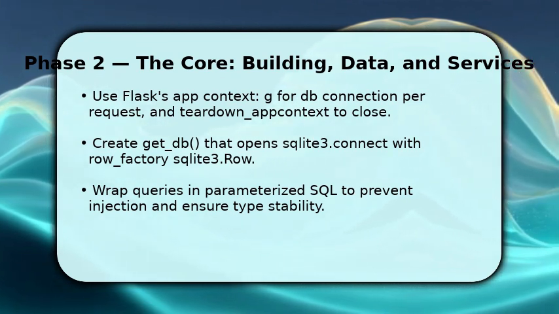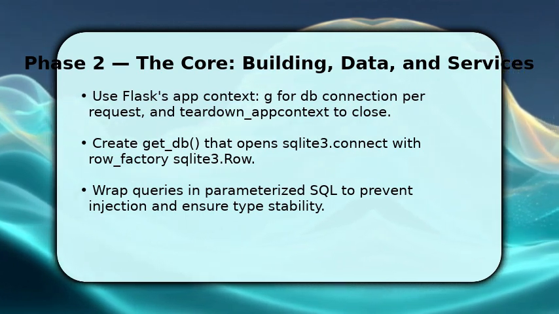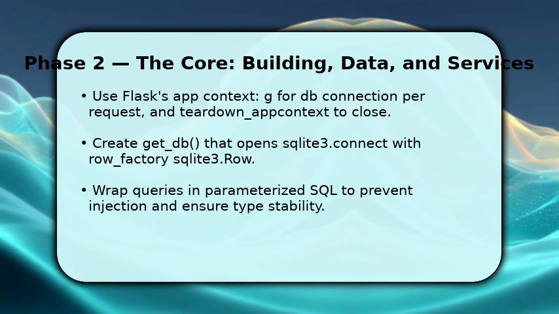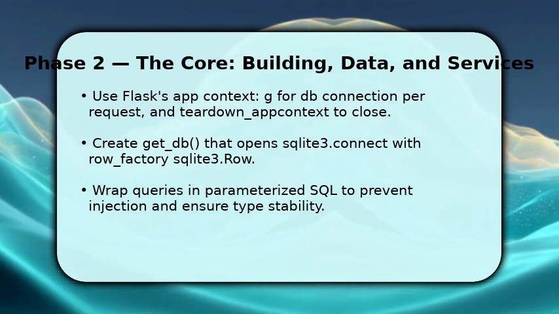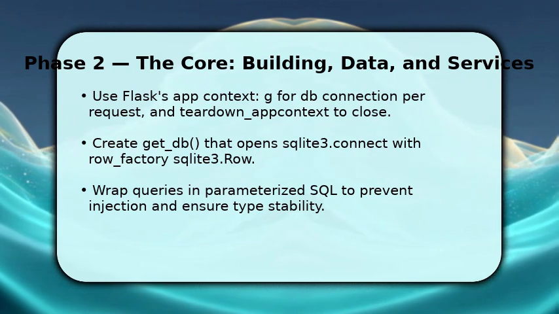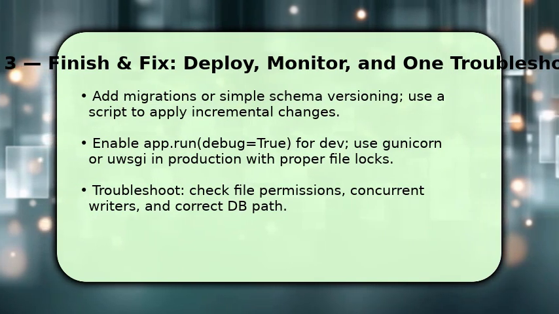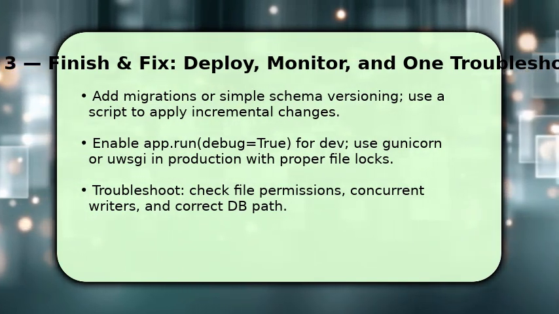When executing statements, use parameterized queries with placeholders so you avoid injection and type surprises. Once queries work, wire CRUD routes that call get_db and commit changes responsibly. Finish by adding a light migration process or a version schema script so future changes are controlled. Run it during deploy or startup.